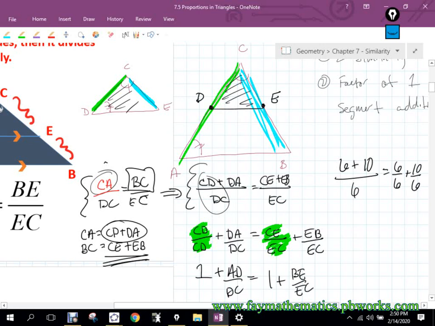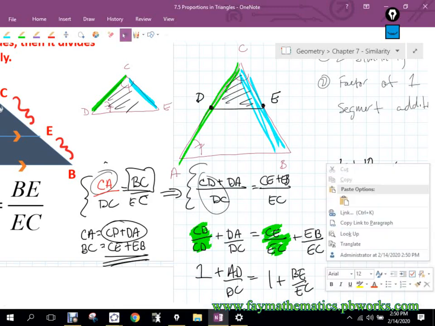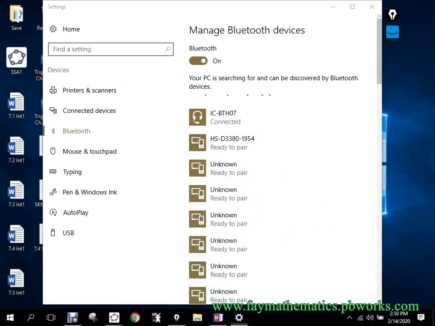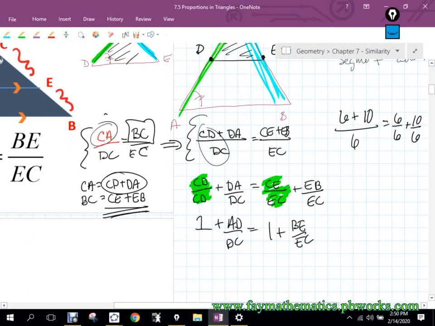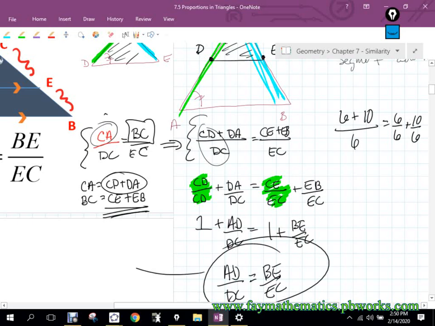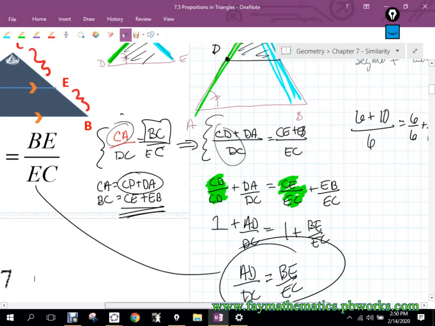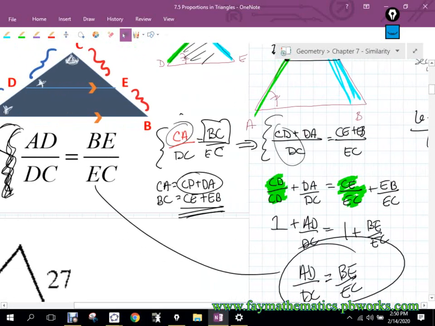And this is an equation, right? What do those ones do to each other in an equation? They cancel each other out. And if they cancel each other out, you're left with just AD over DC equals BE over EC. Is that exactly what the theorem says?